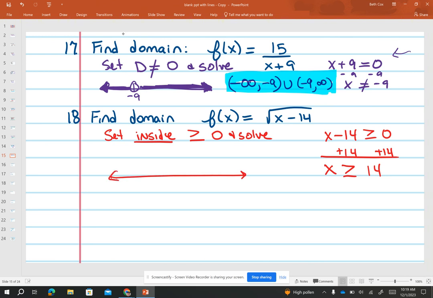So my number line, equal to 14, greater than 14. So there's my number line. And then my answer is going to be a bracket because it says equals, in infinity. So there's my domain for number 18. Okay? All right. Those 3 problems were reviewed from the functions test.